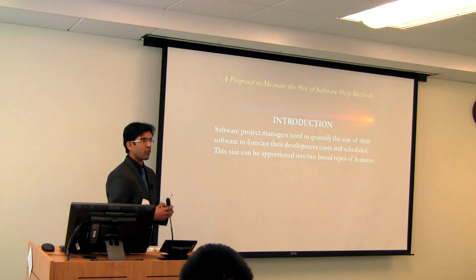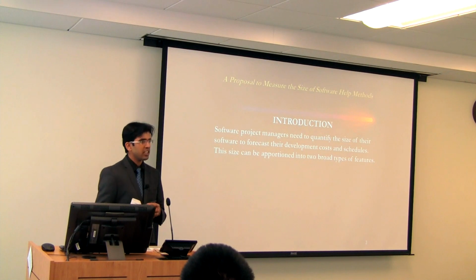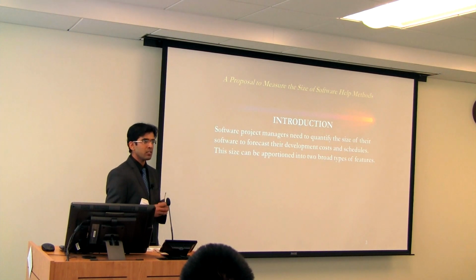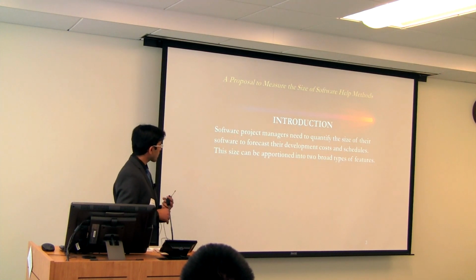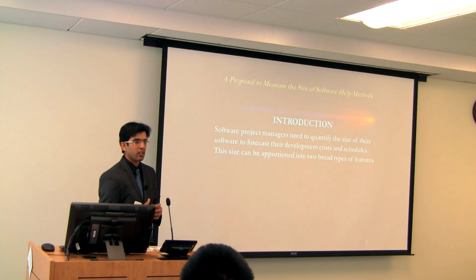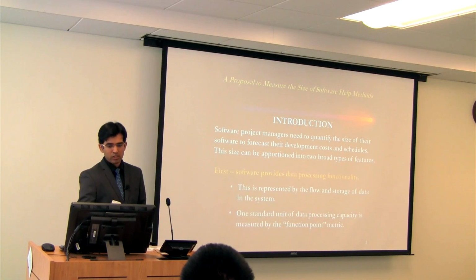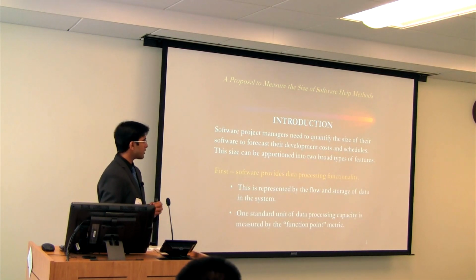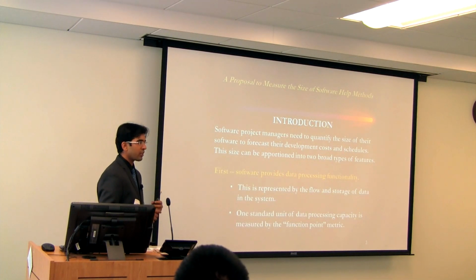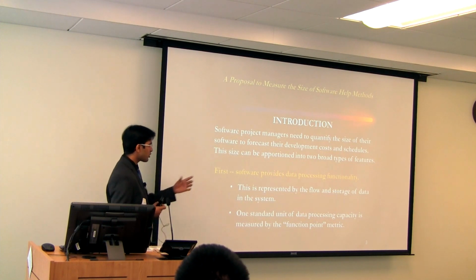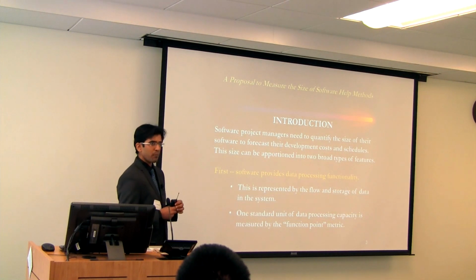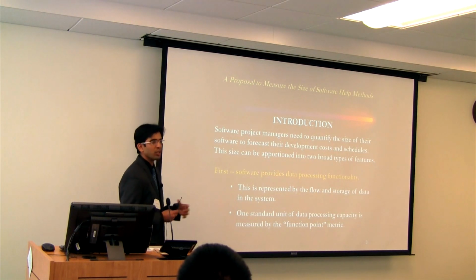So why do we need a software metric? A software metric is needed by a software project manager to forecast the cost of his software and the work effort that is put in to develop this software. For every software, there are two broad types of features. The first feature is software data processing functionality. This is represented by the flow and storage of data in the system. So one standard unit of data processing capacity is called the function point metric.